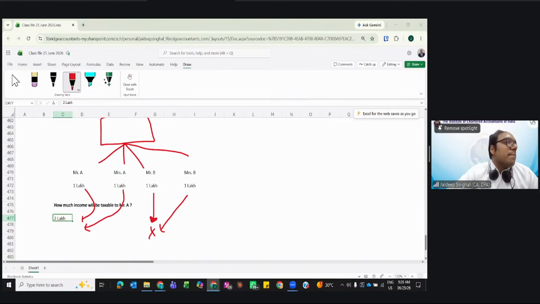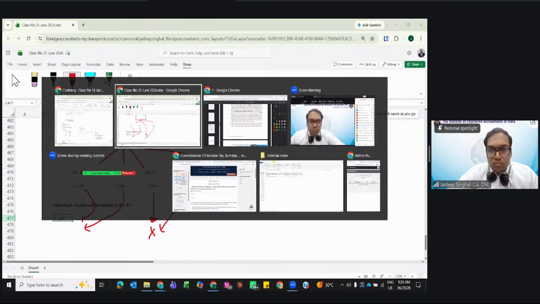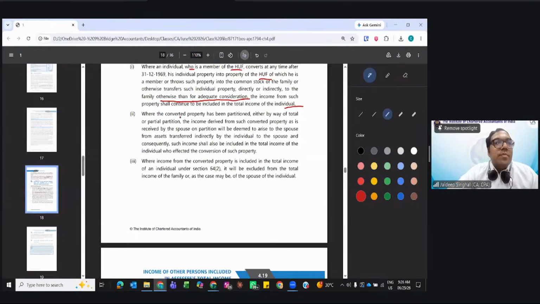Where the converted property, yeah, Mrs. B's income will be clubbed in the hands of Mr. A. Right. Where the converted property has been partitioned either by way of total or partial partition, the income derived from such converted property received by the spouse on the partition will be deemed to arise to the spouse from the assets transferred directly by the individual to the spouse, and consequently such income will also be clubbed in the total income of the individual who effected the conversion of the property.